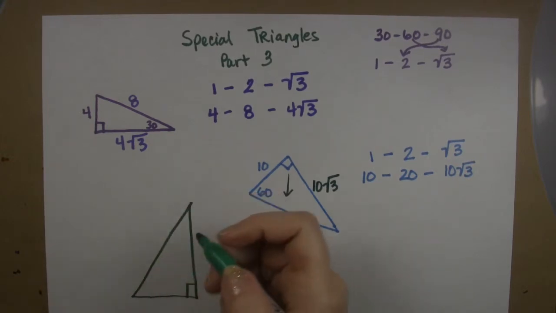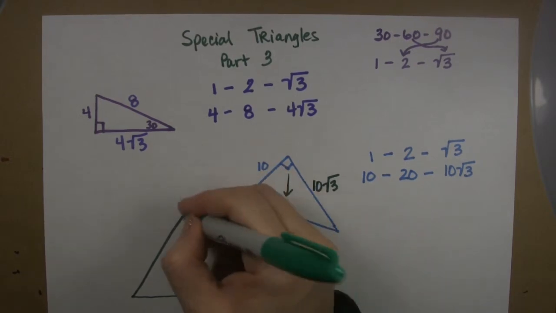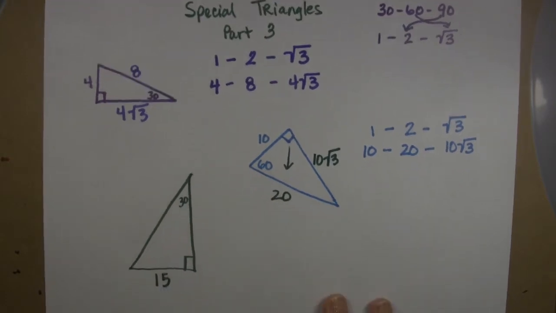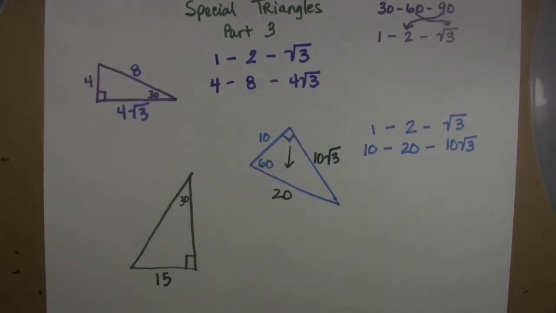Here's your right triangle. That's 30 degrees, and you know that this side is 15. Can you calculate the other 2 sides? Well, I hope you can. I'm going to be quiet and let you do it. Okay, that was long enough.